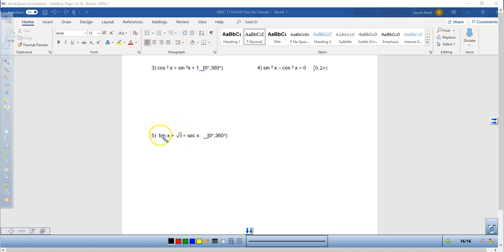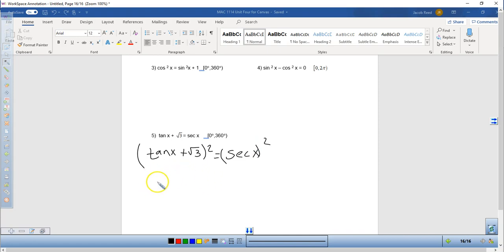That doesn't really help me in this instance. And if I multiplied everything by cosine, then I'd have another trig function. I have 3 trig functions, and that just is a giant mess. So instead, I'm going to use the trick. I'm going to square both sides. So tan of x plus root 3, square it. And I've got secant of x over here. I'm going to square it.